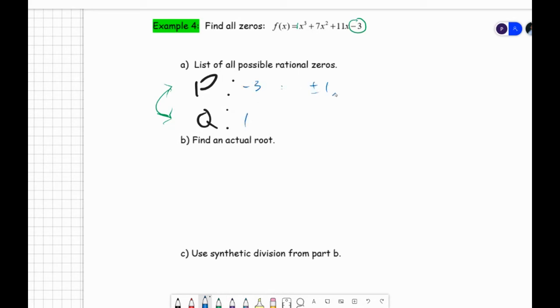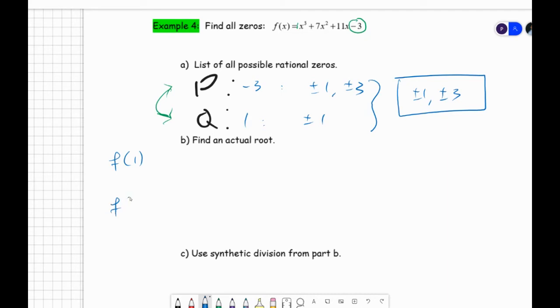So we have plus minus 1, plus minus 3, plus minus 1 here. Combine them together, we have plus minus 1 and 3. We have 4 possibilities. All right, to find an actual root we need to test each one of them: f of 1, f of -1, f of 3, f of -3. We're going to go through each one until we find one that gives us a 0. So plug it in and see which one is a 0.